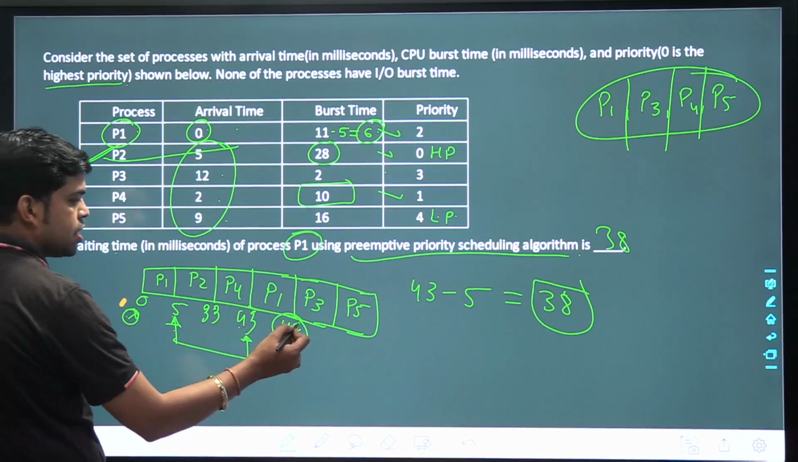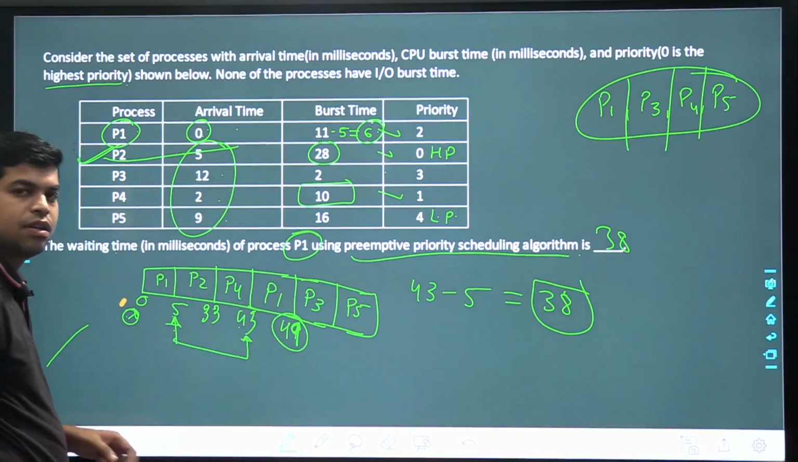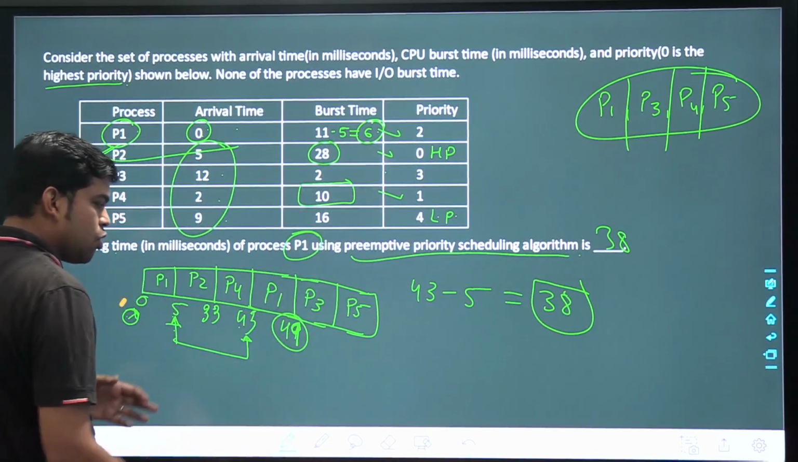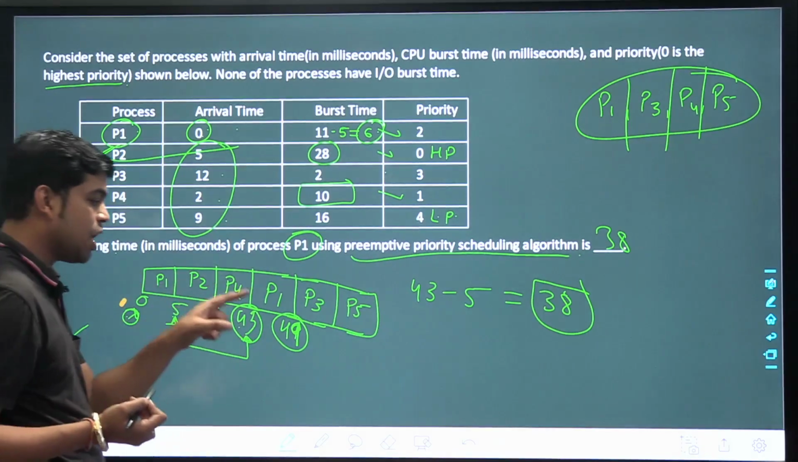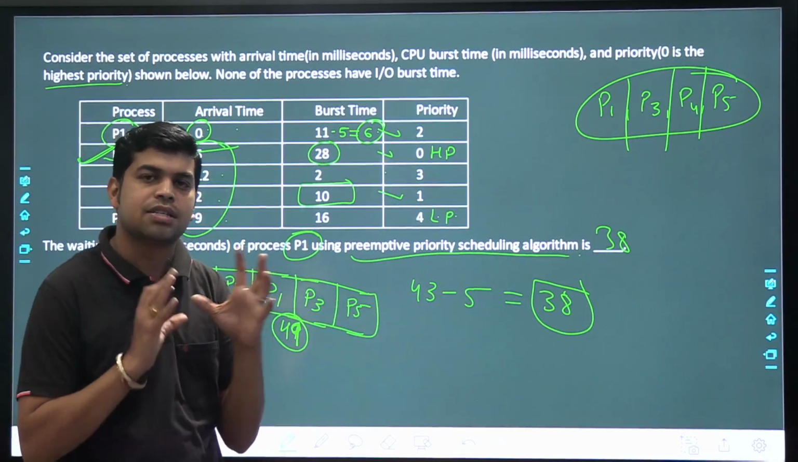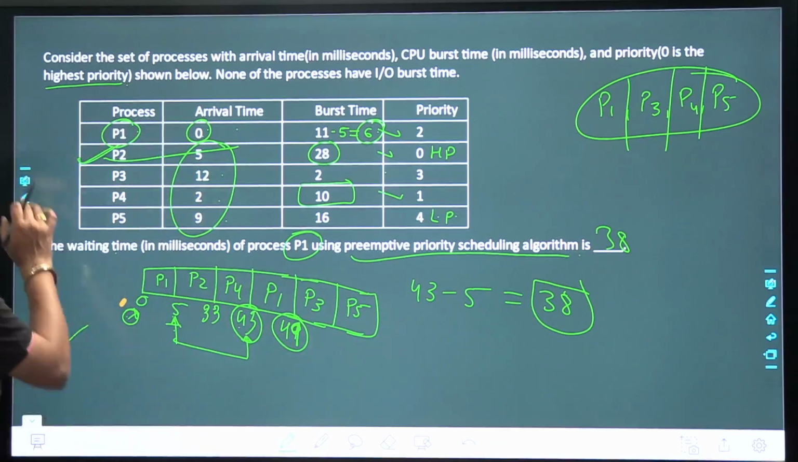So 43 plus 6 is 49, not 47. We wrote 47 by mistake. But the answer 38 is correct because we calculated by this value. If you calculate by this value, 49 minus 11 is 38. The answer is always the same. So 38 is the correct answer.